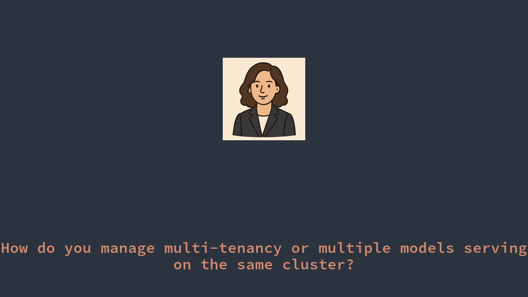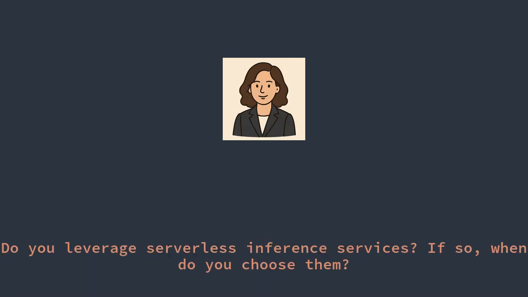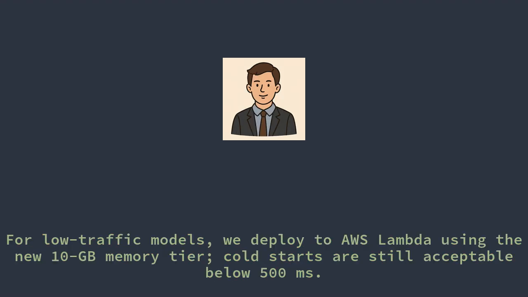How do you manage multi-tenancy or multiple models serving on the same cluster? We use Seldon Core multi-model serving. Each model mounts its own volume with weights and shares the same inference container. Do you leverage serverless inference services? If so, when do you choose them? For low-traffic models, we deploy to AWS Lambda using the new 10 GB memory tier. Cold starts are still acceptable below 500 ms.